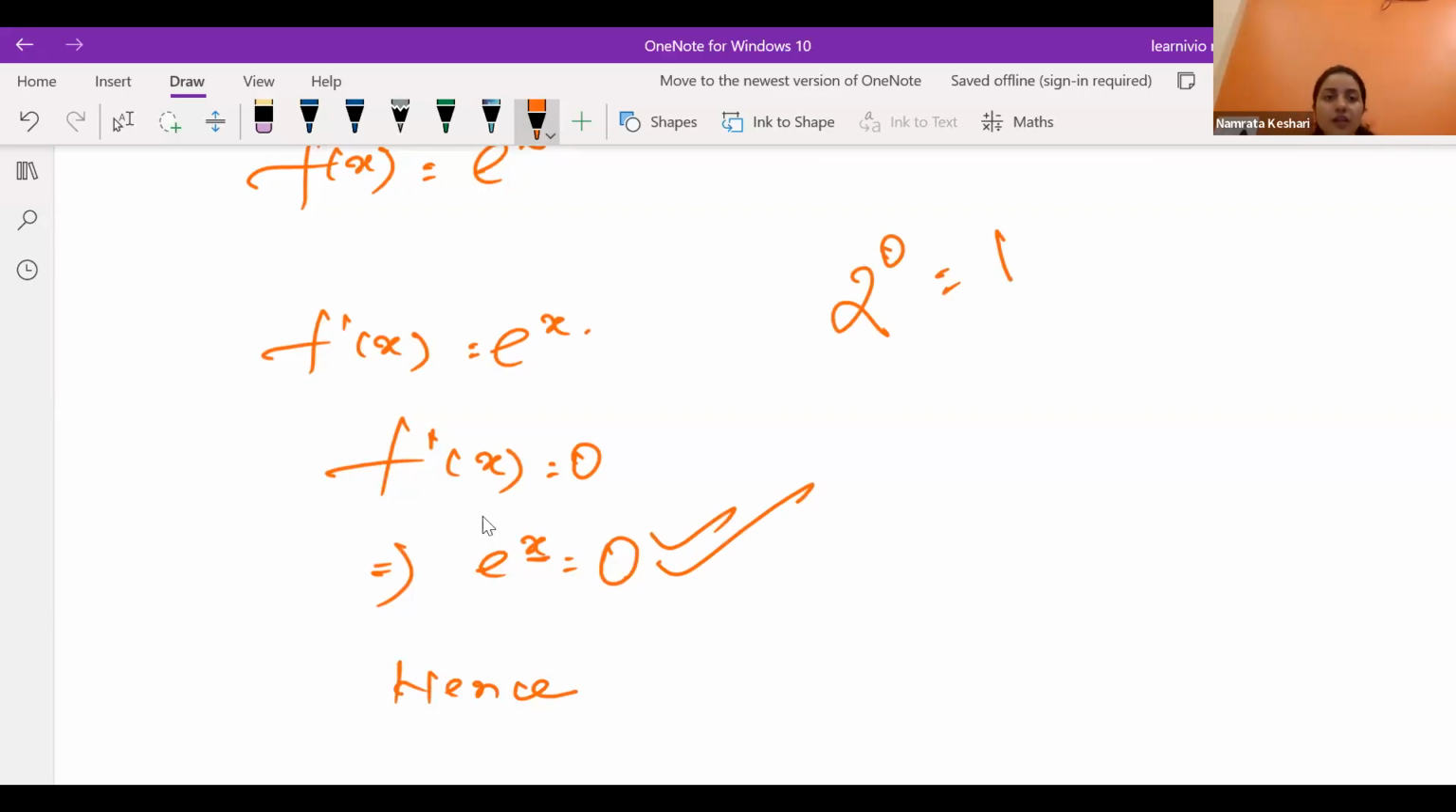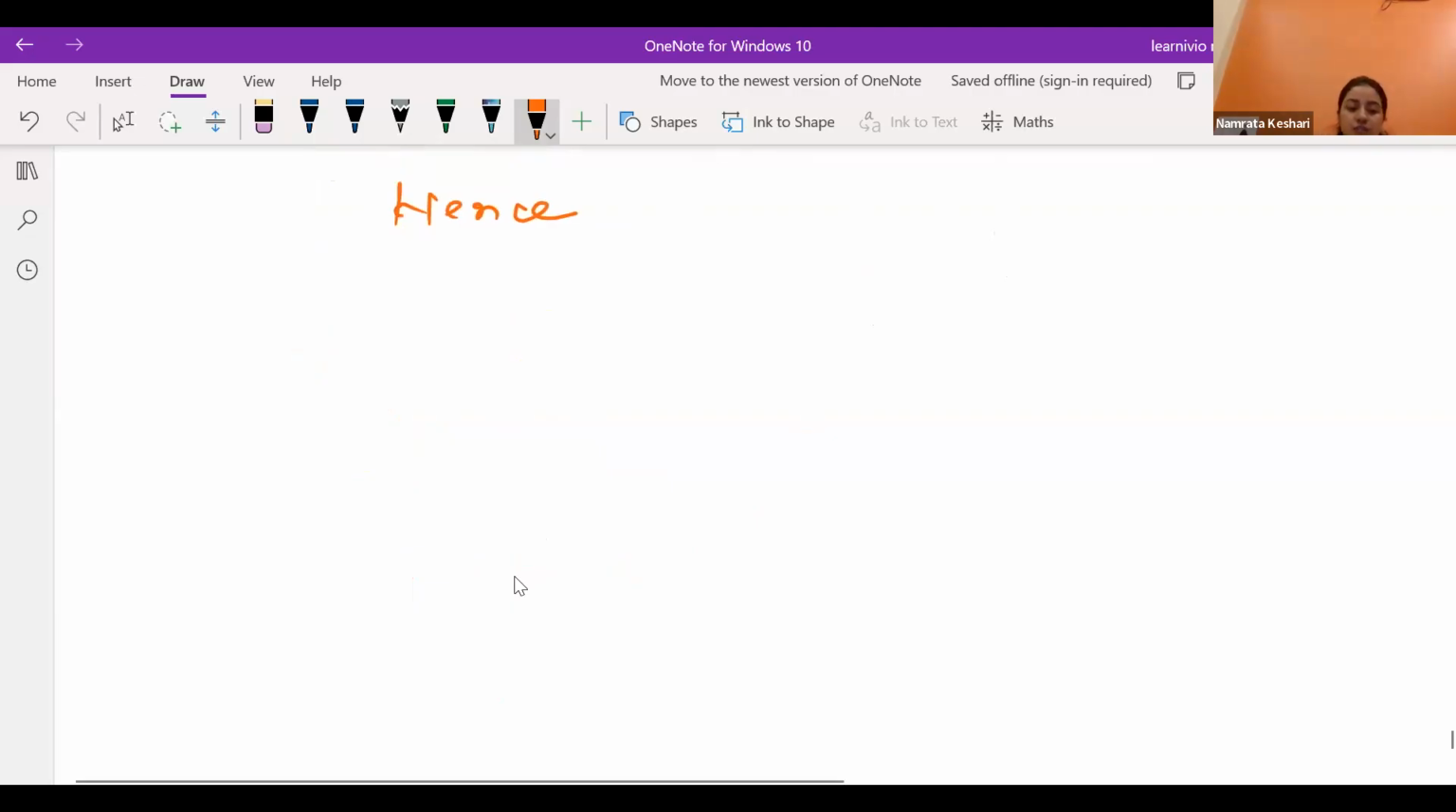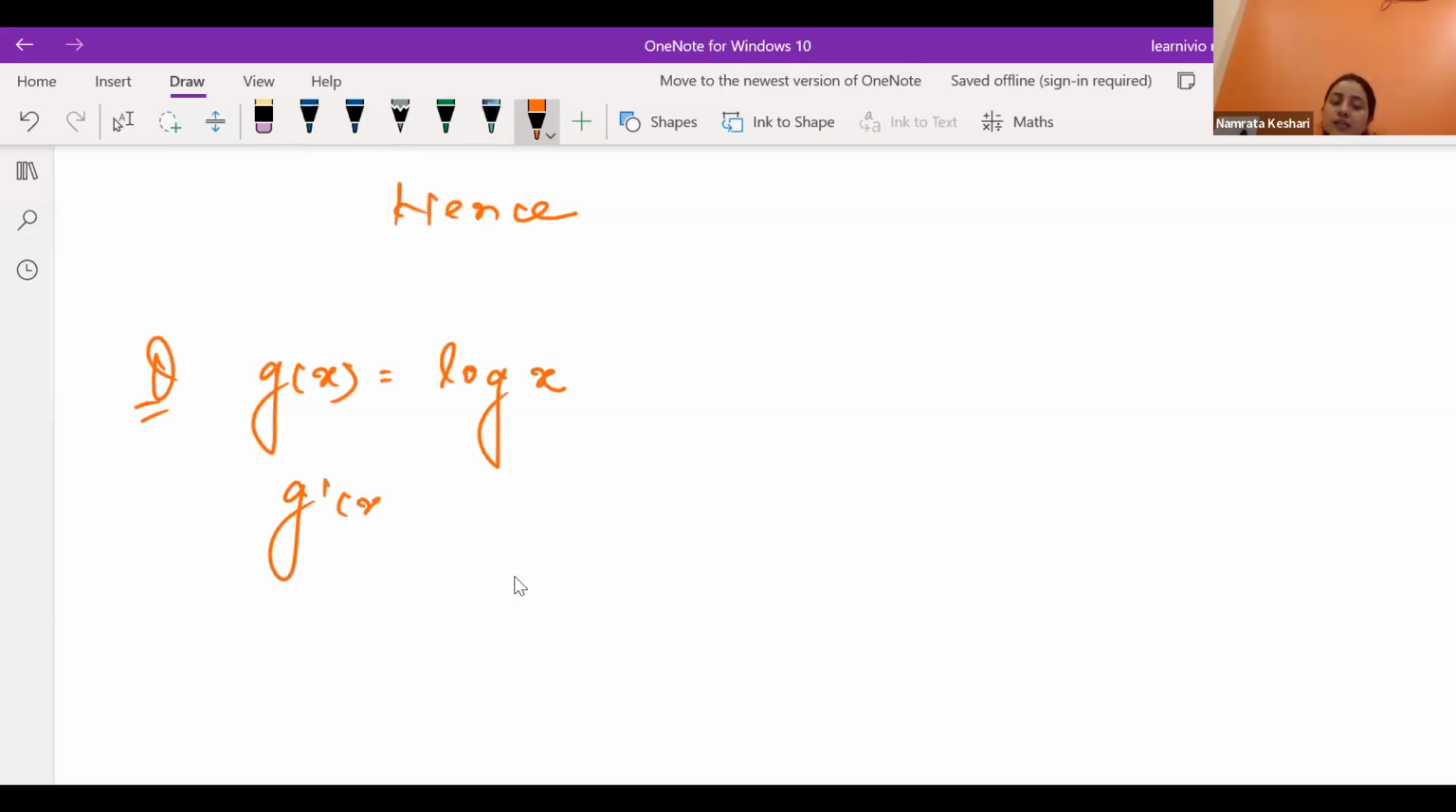Yes. Let's do the next two questions, which are exactly like this. The next one is log x. Like this only, we'll give the explanation. g x is log x, so g dash x will be 1 by x. And 1 by x is equals to 0 doesn't make sense, right? Yes. That's why no maxima and minima, we can say it directly.